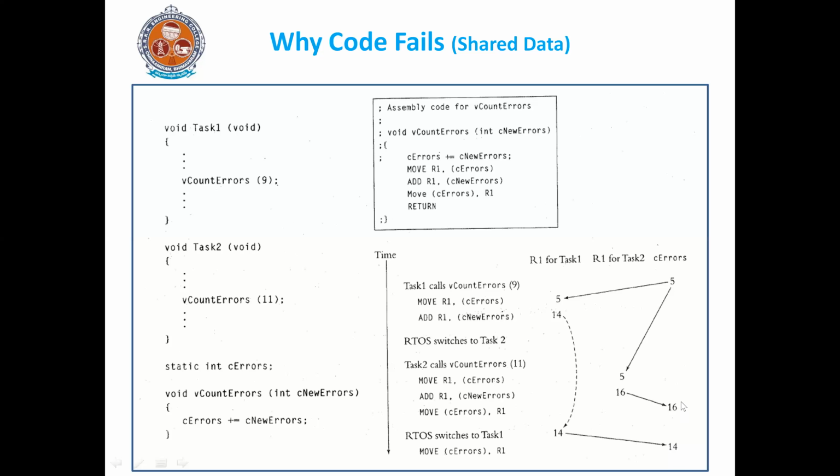Only 14. So in the intermediate, you got 16, but that value has been overridden by 14. So anyway, this 16 is also a wrong value and this 14 is also a wrong value. So this is how the code will fail whenever you have shared data between different tasks. So this is the problem of shared data whenever you are using the data between different tasks.